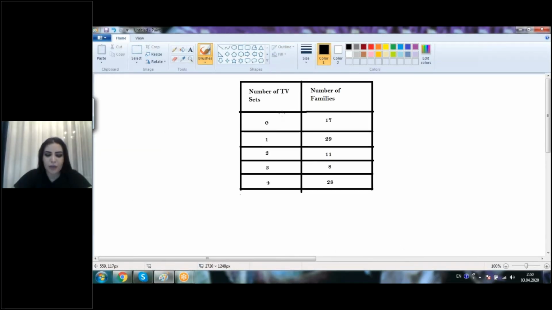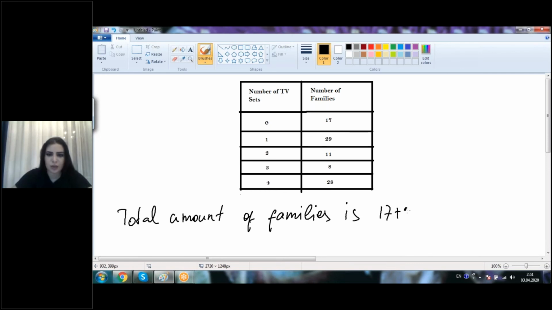So here we have a table of the amount of TV sets per family. They ask us to find the average, median, and mode of TV sets. The first step is to count the total amount of families. So in here, the total amount of families is 17 plus 29 plus 11 plus 8 plus 28, which will be 93.